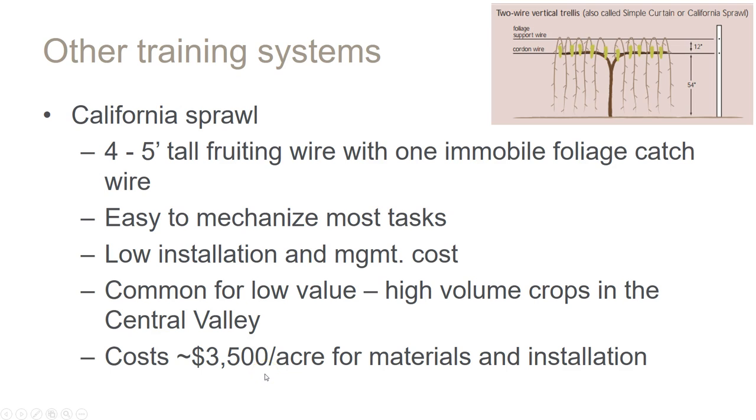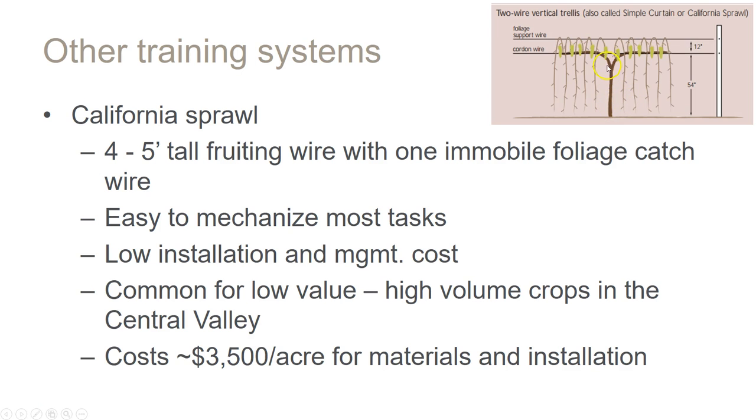This is a sprawling system, what we call California Sprawl or high wire. It's the same thing. And what we do here is this is almost always cordon spur pruned, unless it's Thompson Seedless. And Thompson Seedless is cane pruned because Thompson Seedless has very low fertility buds in nodal positions 1 and 2. But what you'll have is the fruiting wire here. You put your cordons up there. You can see it's 54 inches off the ground, so it's up high.